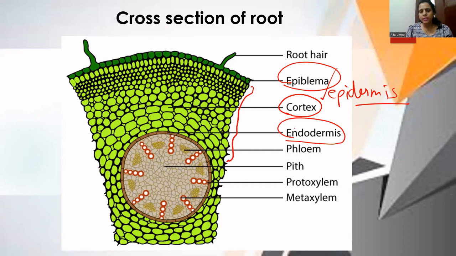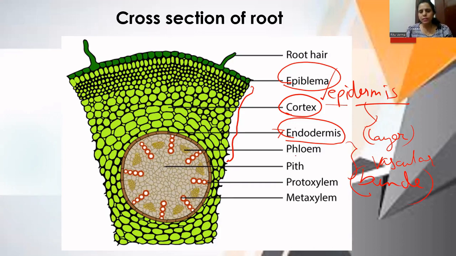Endo means inside and epi means outside and dermis means layer. So epidermis means the layer of cells present outside the root on the external surface of the root, and endodermis means the layer of cells present inside the root, on the inner surface of the root. Now this layer is actually endodermis. And inside this endodermis we have the entire vascular bundle.